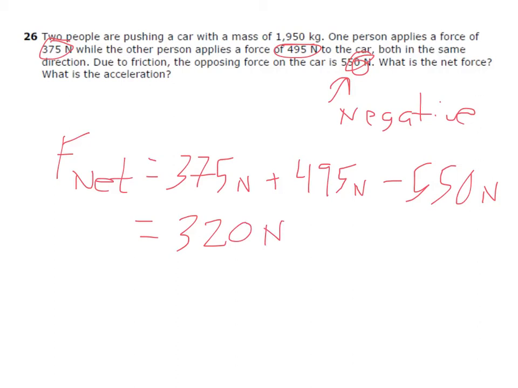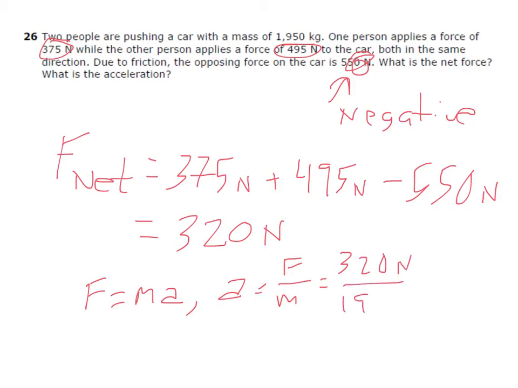And if we want to calculate the acceleration of the car, force is equal to mass times acceleration. That means that acceleration is equal to force divided by mass. So it's equal to 320 newtons, that's the net force, by the way, divided by 1,950 kilograms. And when we do 320 divided by 1950, we get 0.16, and the units are meters per second squared, if I can get that in there. All right.